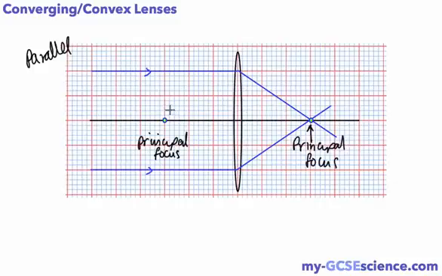The other label that we need to know is called the focal length, and the focal length is just the distance between the principal focus and the lens. So we go right to the center of the lens there. That's called the focal length, and you should be able to either label these on a diagram or recognize them, or actually say what distances they are.